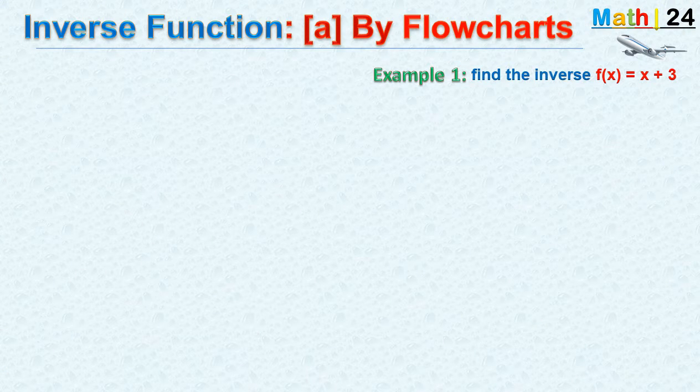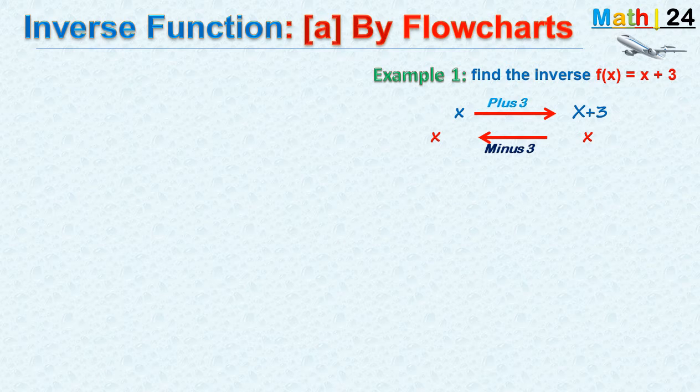Example 1, find the inverse of the function f of x equals x plus 3. The first thing here is to have an x, and then you add 3. That gives us the function. The inverse function is to move back. So you start with an x, you subtract 3, and you have x minus 3. So the inverse function here is f inverse of x equals x minus 3.